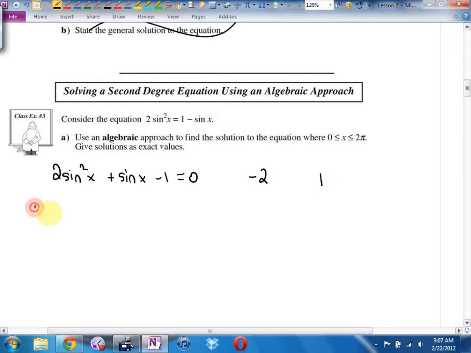Let's drop the 2 sine squared x down. Break the sine x into positive 2 sine x, negative 1 sine x, and then drop the minus 1 down as well. Don't forget. Again, Katie, what we've done is we've decomposed the sine x into that. By the way, you'll notice 2 sine x minus 1 sine x is sine x. It turns back wholly into my original equation.